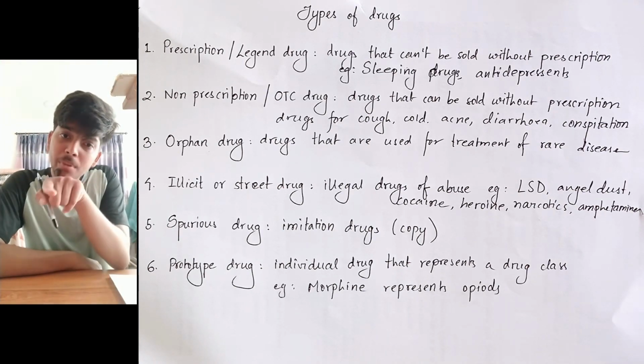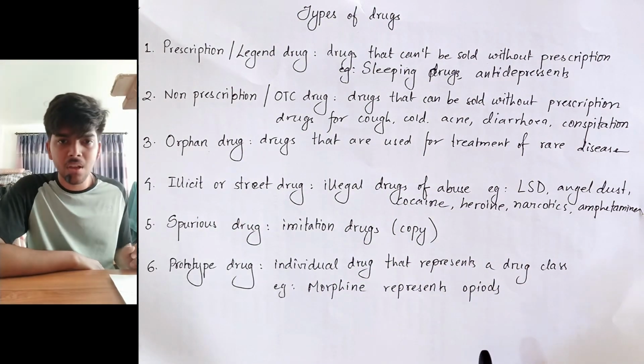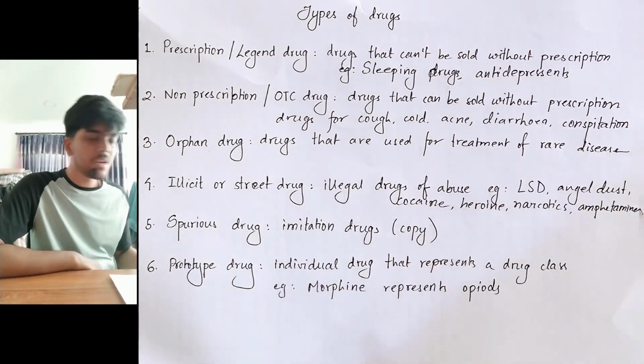And if you know more examples, you should be focusing on non-prescription, prescription, and orphan drugs rather than illicit drugs. Why do you know more examples of illicit drugs? There's something wrong with you. Okay, so that's your illicit drug.